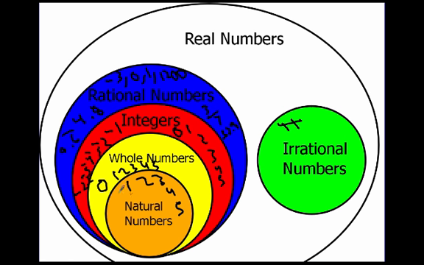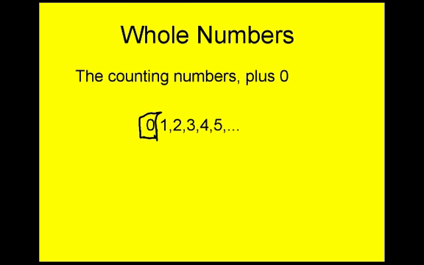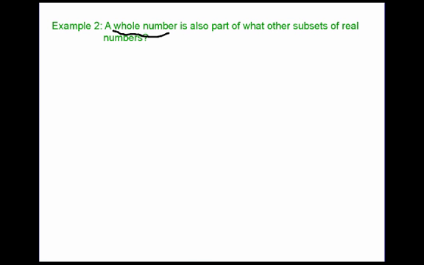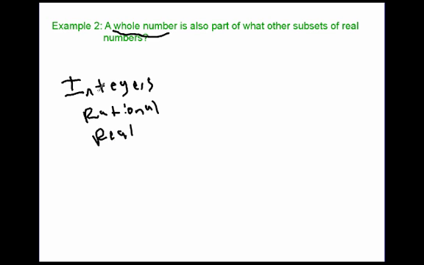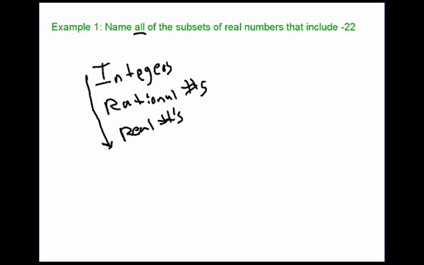If we look at this Venn diagram, we can see that whole numbers are inside of integers, inside of rational numbers, and inside of real. So that means any number that's a whole number is also an integer, is also a rational number, is also a real number. So that would be my answer to that question. I would say integers, rational, and real. Okay? It's the exact same answer as this question.